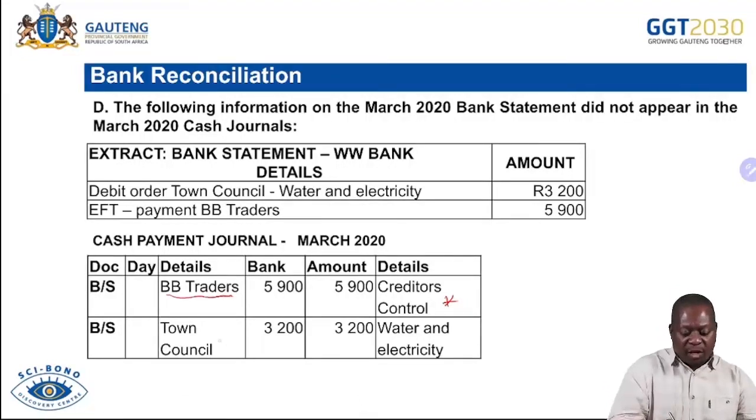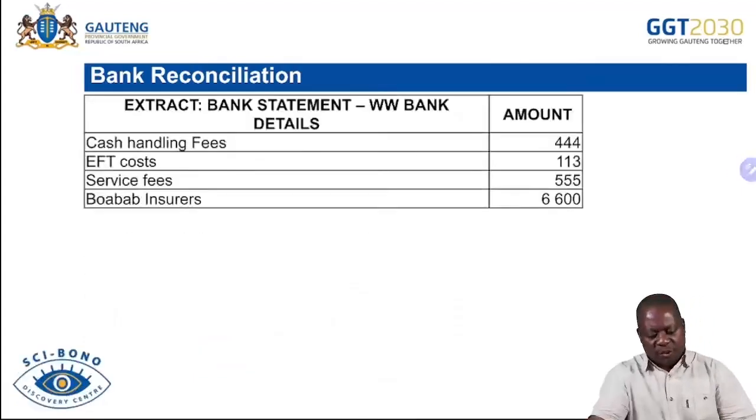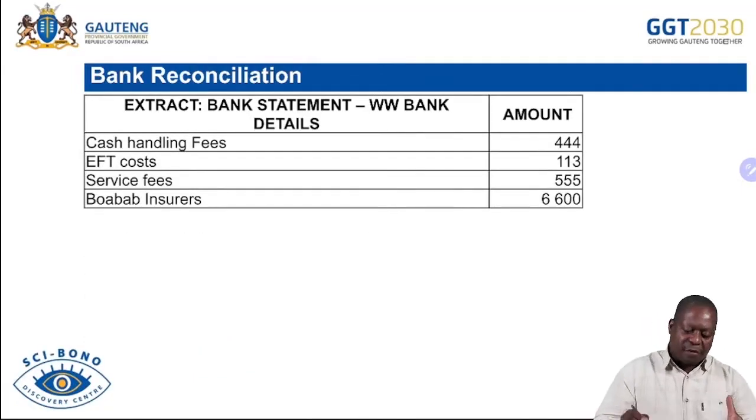In the debit order to town council, we indicate who are we paying, by the way? Town council, 3,200. And what is it for? Water and electricity. Straightforward. No problems on that. So we move on to the next. We are also given this information which should be taken into our CPJ.